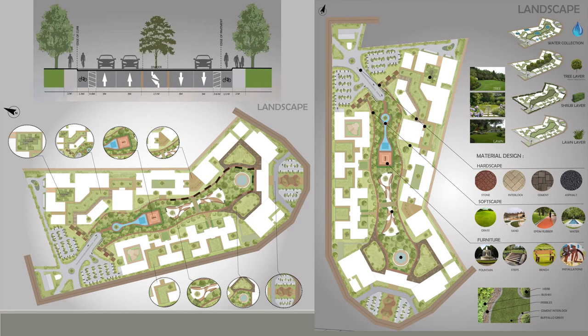Landscape. The courtyards are arranged around the green belt, which are categorized as public and private according to the functionality of blocks and events hosted. Each courtyard has their distinctive type of vegetation, hardscape and softscape according to the typology.